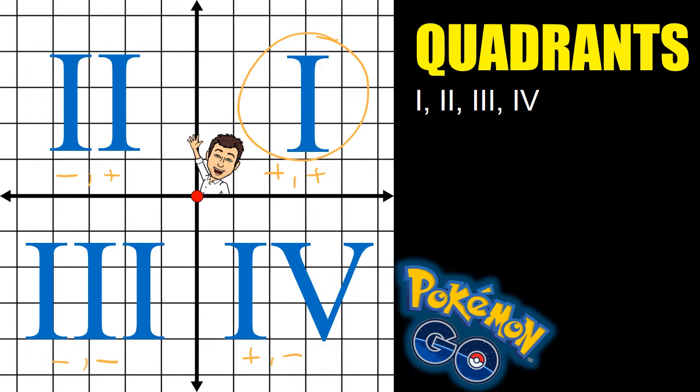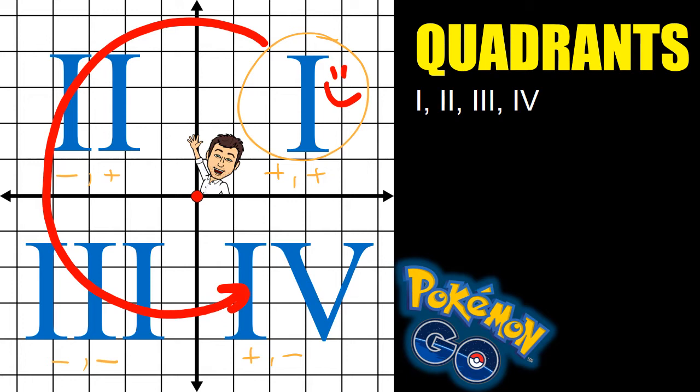And so in trying to know where the quadrants are, if you know where number 1 is, it makes a C for a coordinate plane.